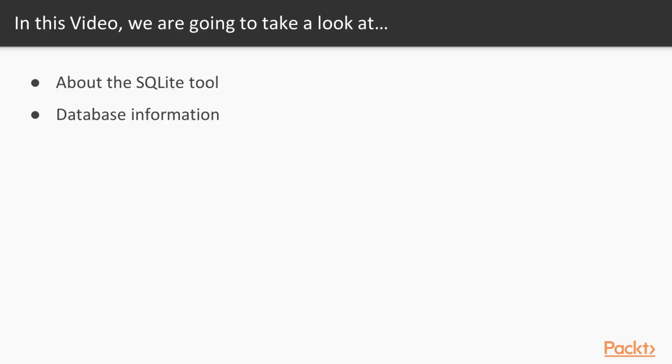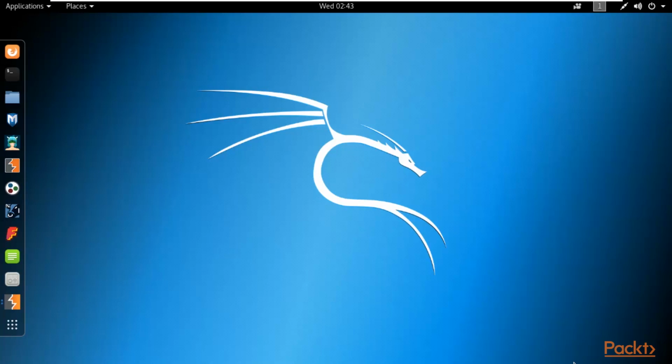In this video, we are going to take a look at a couple of points. First of all, what is SQLite tool and how we can gather information about a database using SQLite. So you need to open Kali Linux inside VMware Workstation, and there I'm going to show you how you can use SQLite tool inside it. So I'm here at Kali Linux operating system.